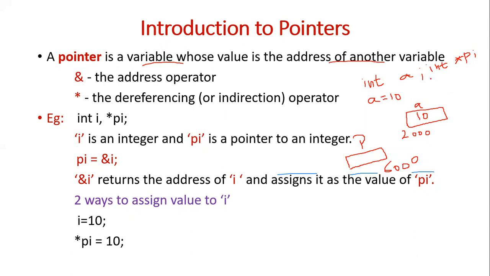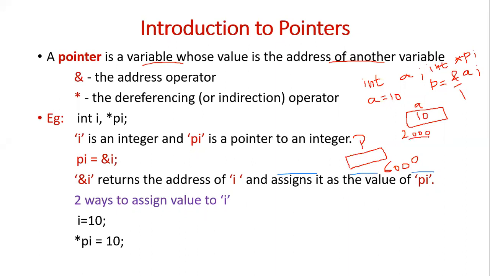Say here I am adding another instruction, something like this. P is equal to ampersand A. Here ampersand refers to address of. Wherever ampersand comes, you should read it as address of. So what does it mean? P is equal to address of A.